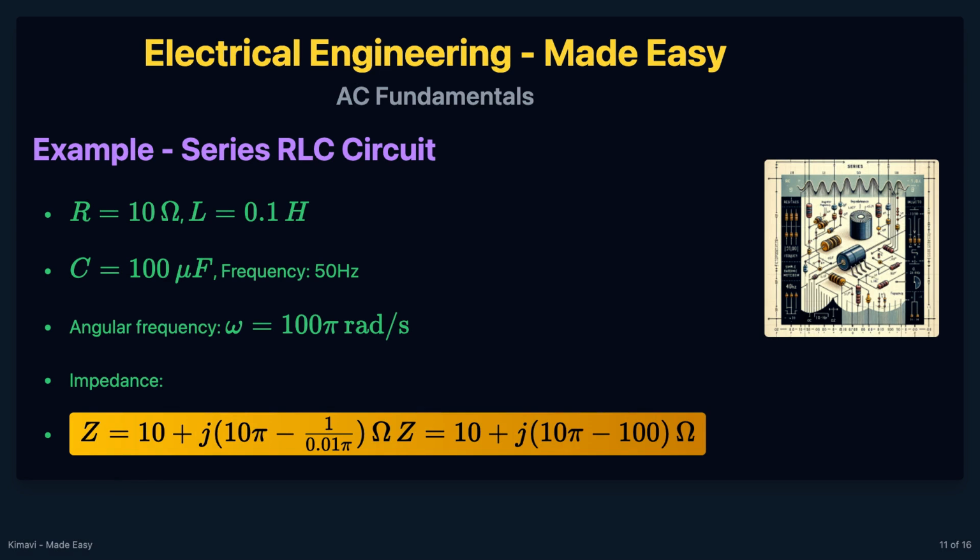Consider a series RLC circuit with R equals 10 ohms, L equals 0.1 Henry, and C equals 100 microfarads at a frequency of 50 Hz. The angular frequency omega is 2 pi times the frequency, which equals 100 pi radians per second. The impedance Z is given by 10 plus j times (10 pi minus 1 over 0.1 pi) ohms, which simplifies to 10 plus j times (10 pi minus 100) ohms.